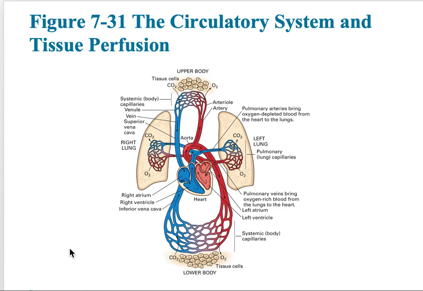So the circulatory system is important for this oxygenation, circulation, and perfusion of, again, oxygen and nutrients to the organs. And this is carried out through this circulatory system.